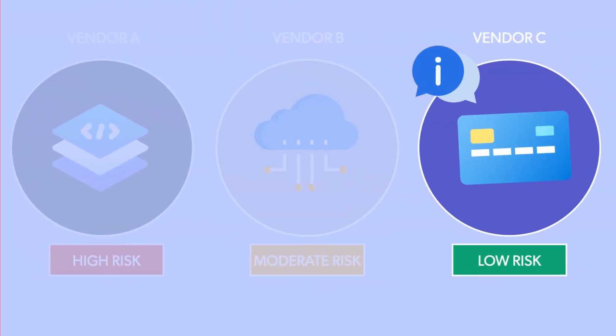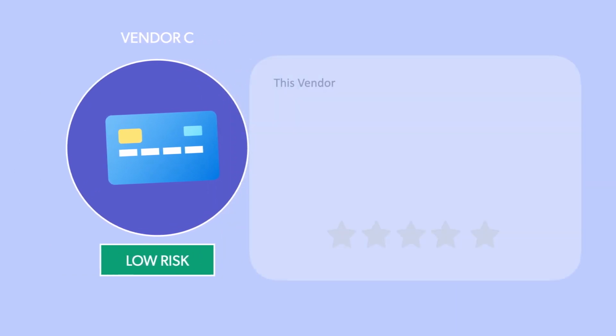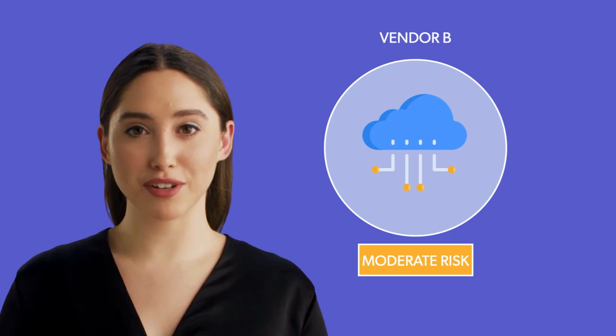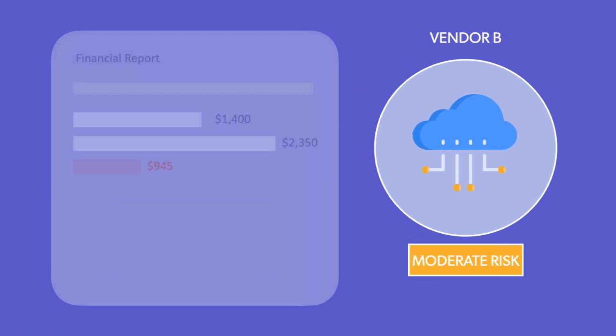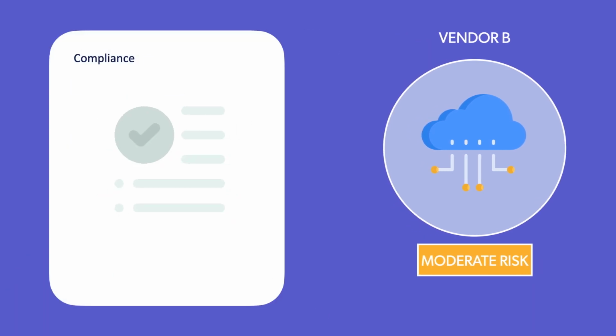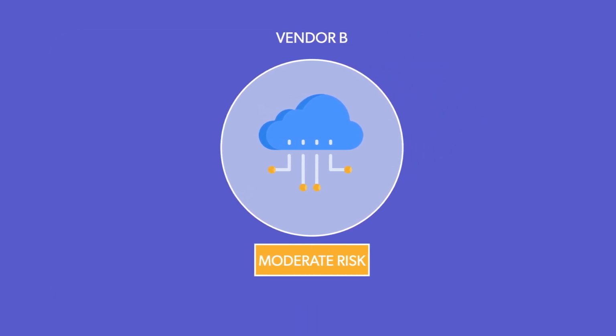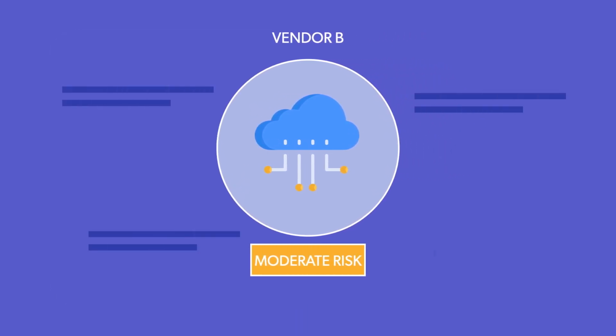Let's start with your low-risk vendors. You really only need to do the basics. For example, confirm their reputation and good standing using reports from agencies such as the Better Business Bureau. Your moderate vendors need a bit more work. You'll need to review items like financials, compliance, or cybersecurity. And of course, be sure to get all the basic information too, just like you did with your low-risk vendors.